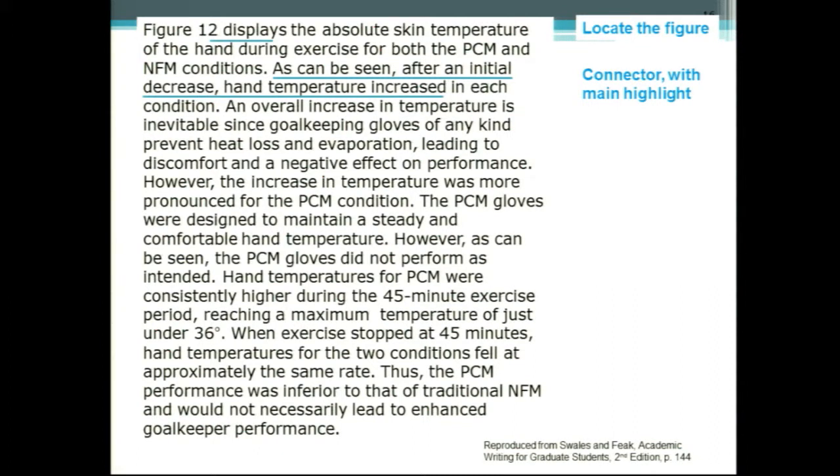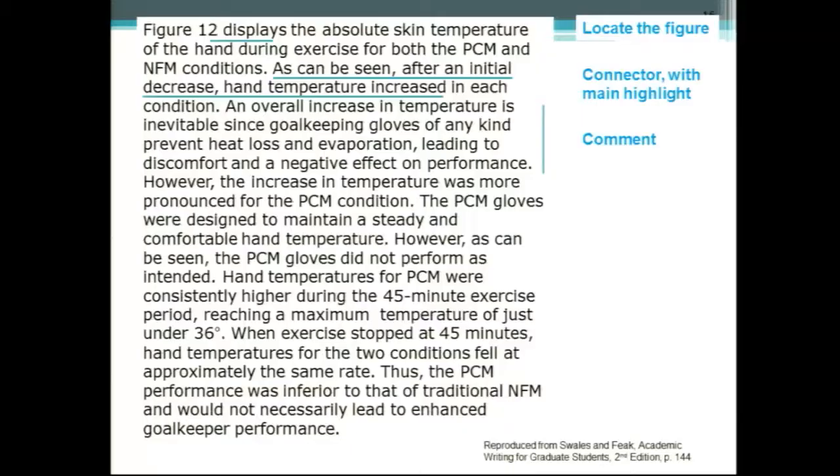What do we see in the third sentence? We have a little comment. We expected the temperature to go up, is what they're saying. "An overall increase in temperature is inevitable." And why? Because goalkeeping gloves make you sweat, basically, causing discomfort and a negative effect on performance. Think of those poor hockey goalies with all that heat: they're trying to save the goals and their hands are hot. But then there's a comment there.